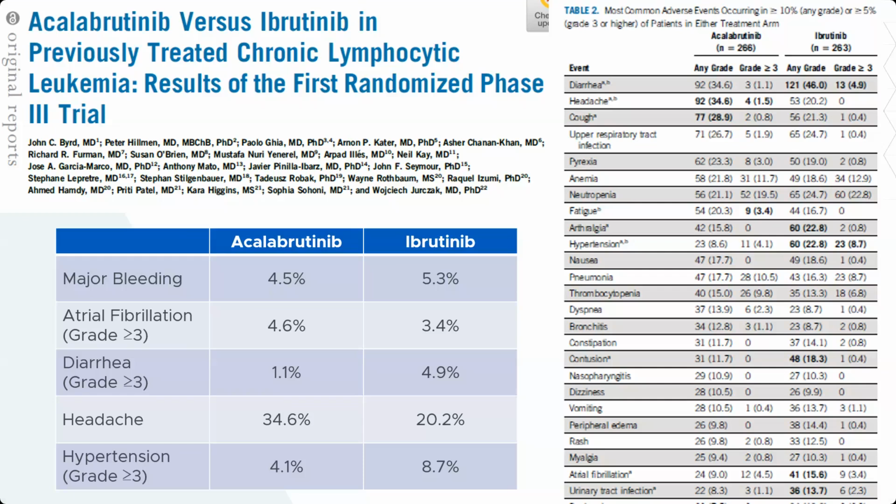So you'll see in general, ibrutinib has higher rates of grade 3 or higher adverse effects. Acalabrutinib does have a little more grade 3 or higher AFib, but all grade AFib was higher in ibrutinib. And then, as I had mentioned before, headache is more common with acalabrutinib than the other agents.